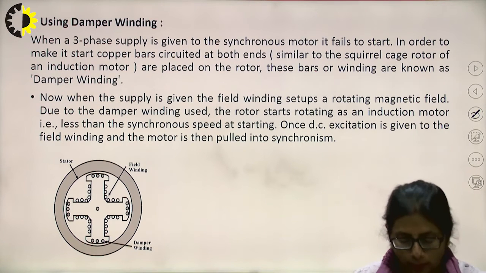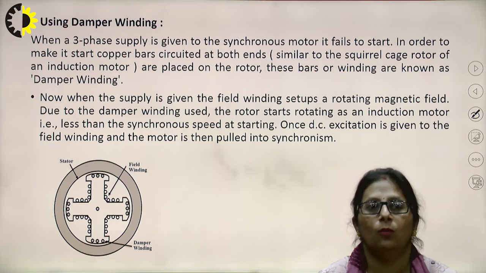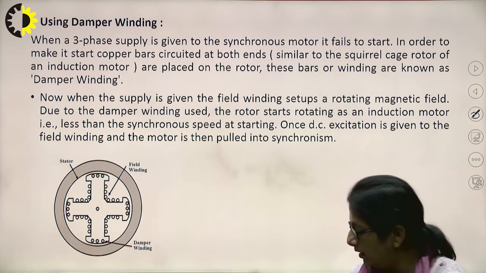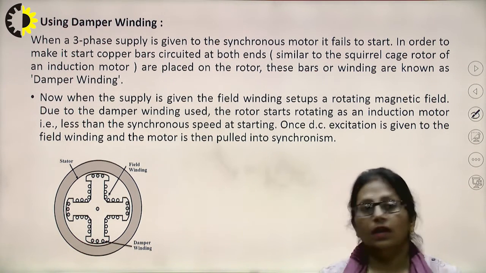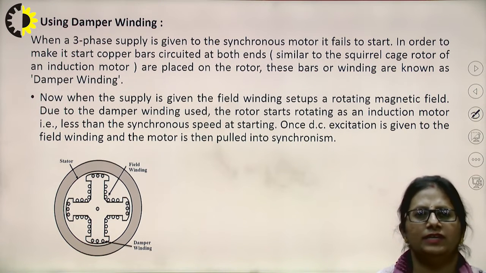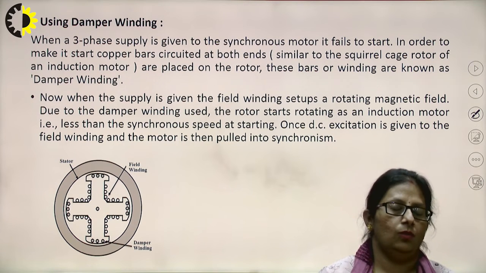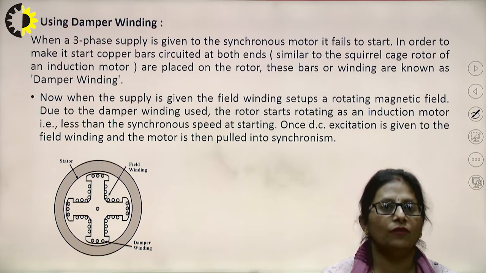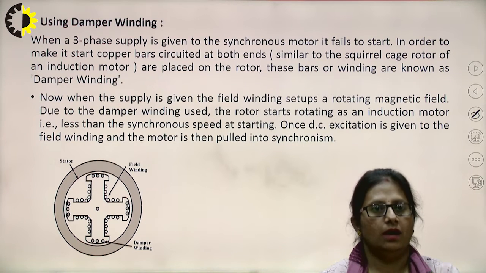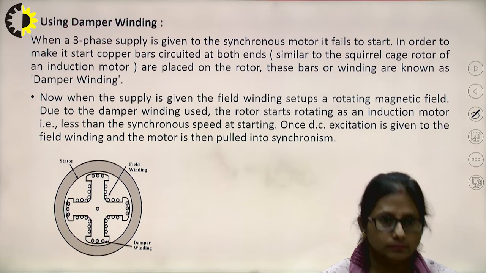Now, the most common kind of starting is by using damper winding. This is the third kind of starting method, right? Now, when a three-phase supply is given to the synchronous motor, we have seen that it fails to start. In order to make it start, a small modification is made in the construction: copper bars are placed at both ends of the rotor.